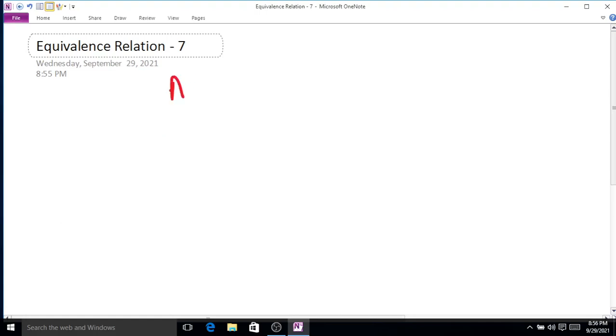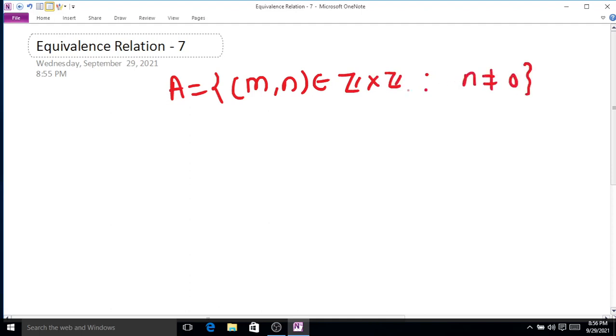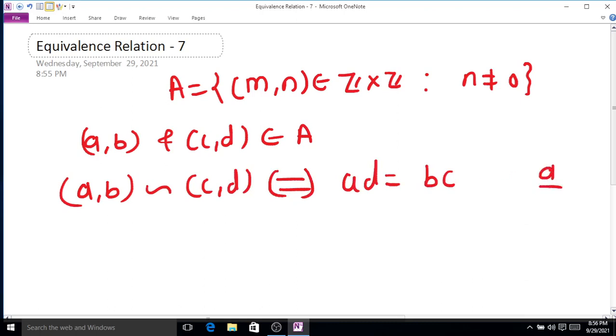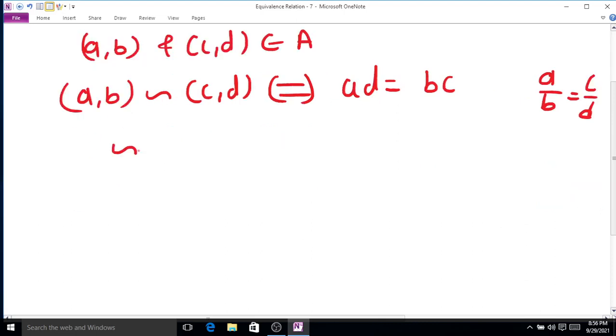Consider the set A equal to the collection of all ordered pairs (m, n) belonging to Z cross Z, the set of all integers, such that n is not equal to 0. Define, for any ordered pairs (a, b) and (c, d) in set A, the relation (a, b) is related to (c, d) if and only if ad is equal to bc. In other words, a upon b is equal to c upon d. Then check whether the given relation is an equivalence relation.